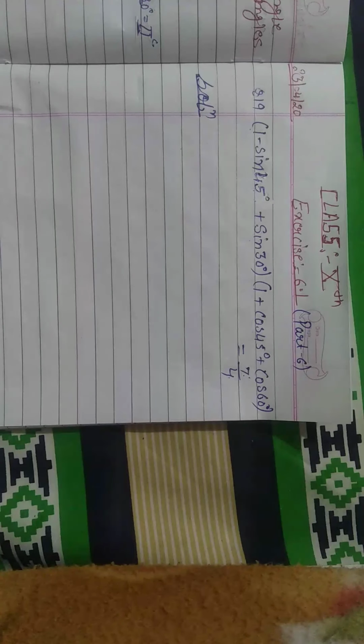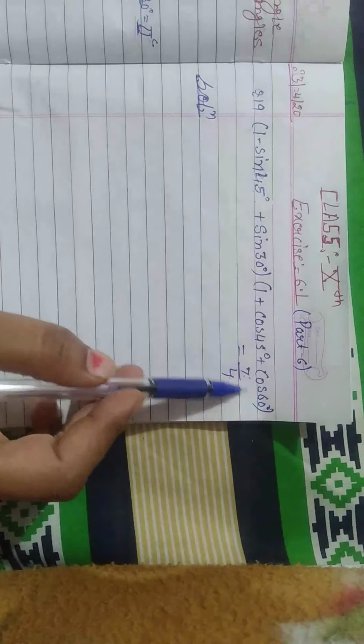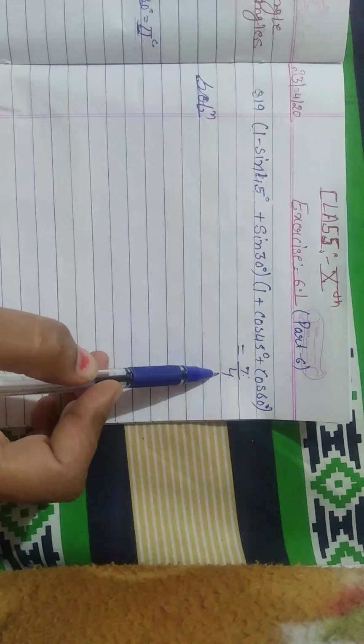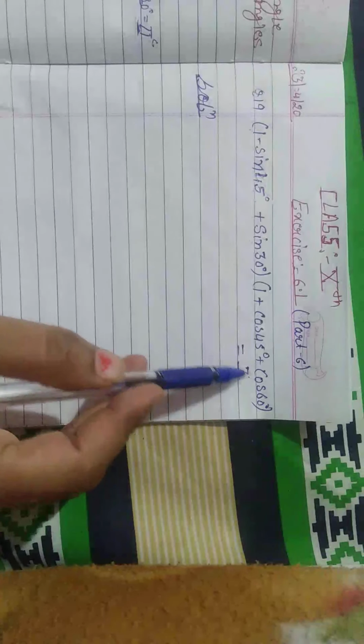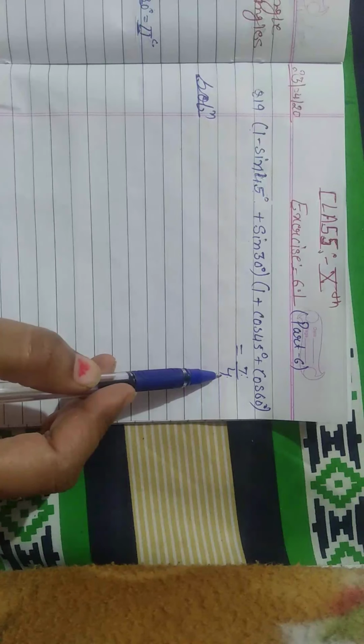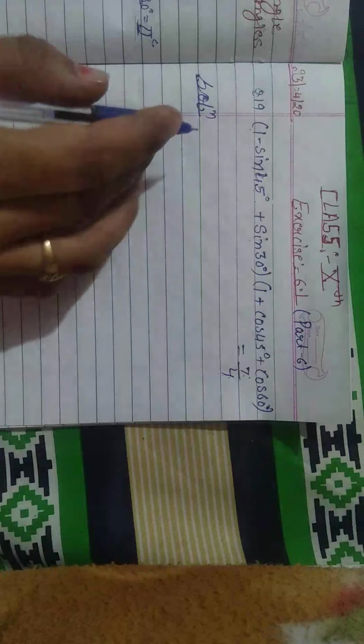(1 minus sine 45 degree plus sine 30 degree) (1 plus cos 45 degree plus cos 60 degree) is equal to 7 upon 4. So here we have to prove that the value, if we solve, should be equal to 7 upon 4. First we write the LHS portion.